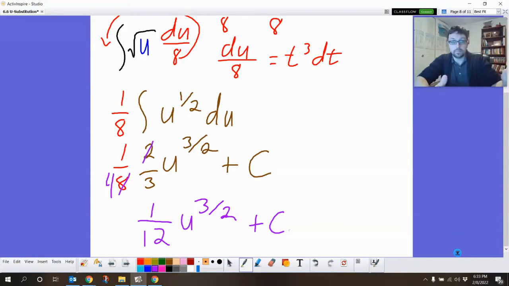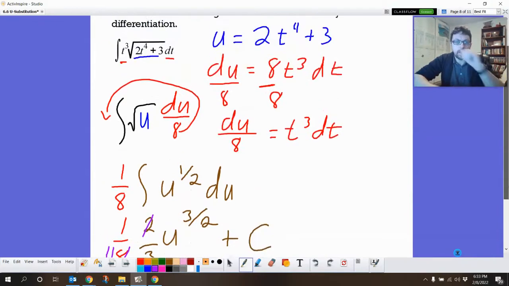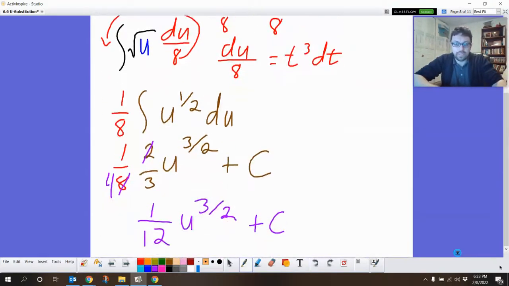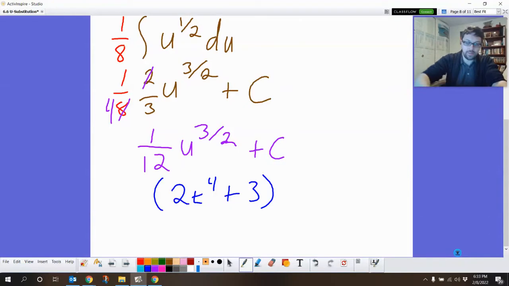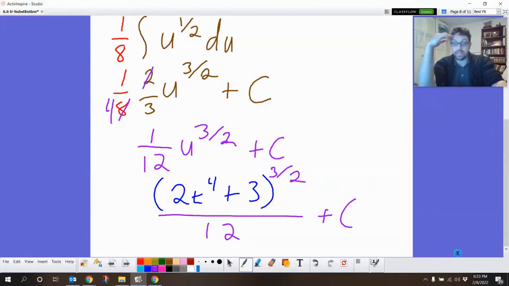plus c. Now that we've done that, we need to bring that u back because we don't want to leave it in terms of u. What was my u? It was 2t to the 4th plus 3. Okay. So I could rewrite this a little bit neater if I put it on top of the fraction. We'll keep it as an exponent. It'll be fine. So then we have 2t to the 4th plus 3, to the 3/2, all over 12, plus c. So that is our integral.